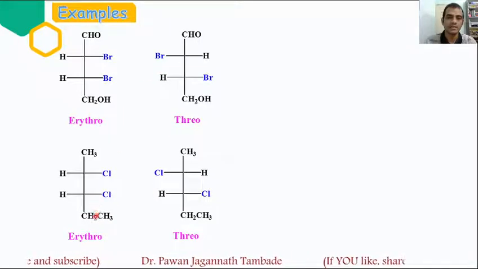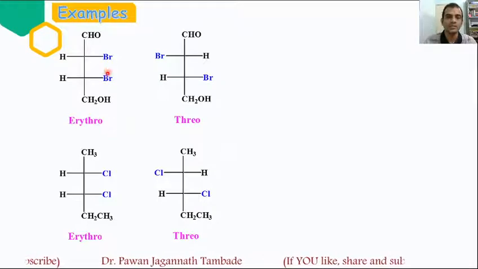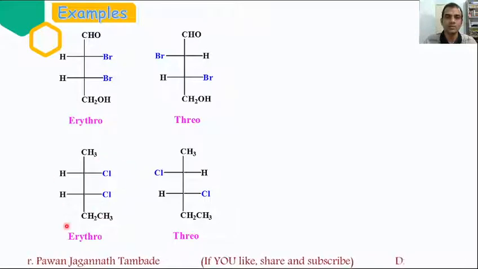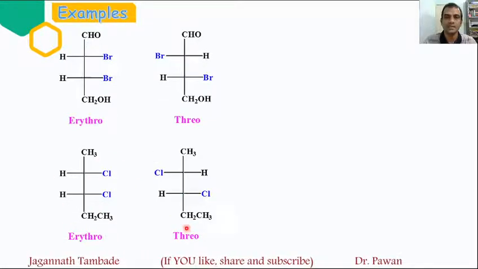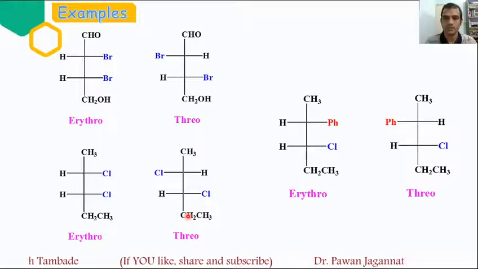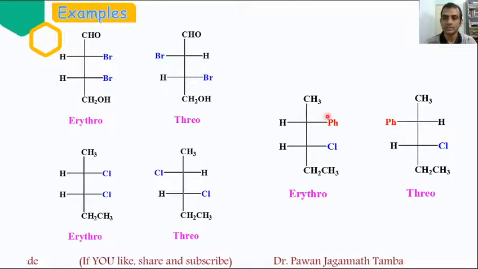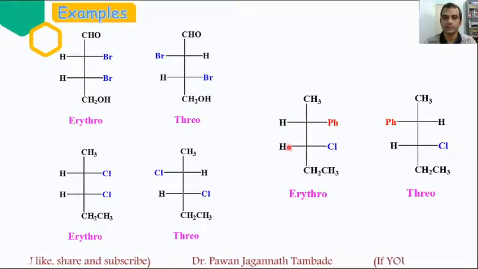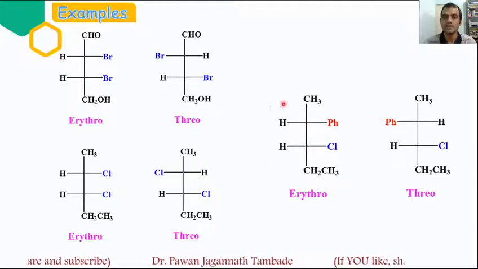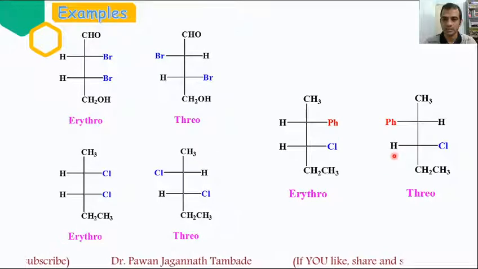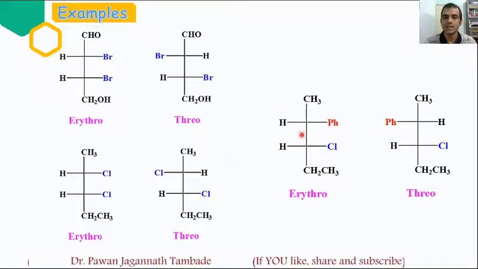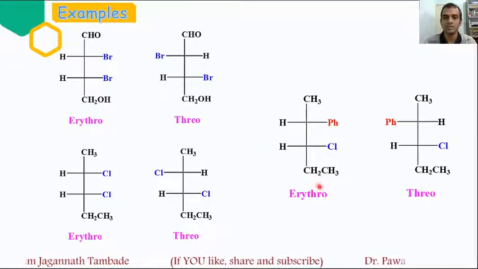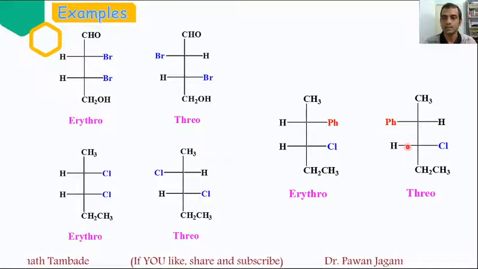Take this structure, this is erythro and threo, a similar structure. Instead of Br, I took chlorine over here. If these two chlorines are on same side, it is erythro, and if they are on opposite side, it is threo. Now in this case, you will find that on adjacent chiral center, hydrogen is a common atom. And now we need to look at whether these hydrogens are on same side or on opposite side. In this case, these two hydrogens which are present on two adjacent chiral centers are on same side. So it is erythro. And here they are on opposite side.